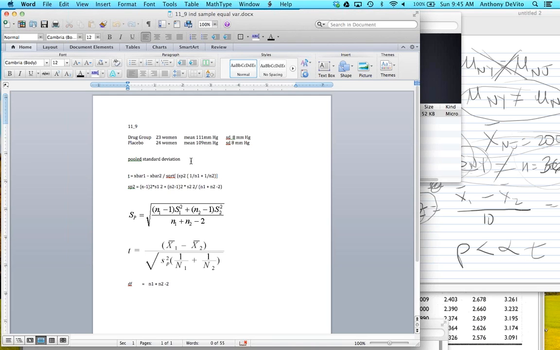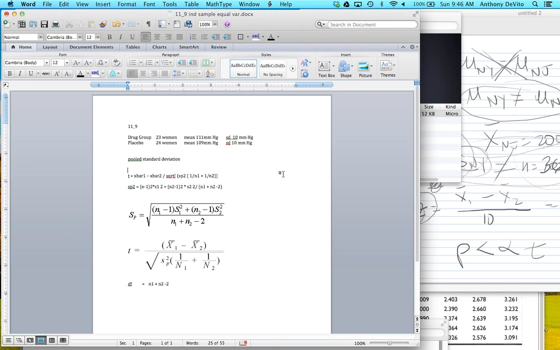Here's a situation where we have two groups. One has 23 women. The other one has 24 women. One group got a drug, the other group got a placebo. The mean blood pressure in the drug group was 111. The mean blood pressure in the placebo group was 109. I'm going to change that slightly so that the standard deviation in our problem is 10. Kind of force you to do it again on your own for homework. Okay, and we're going to solve this problem.